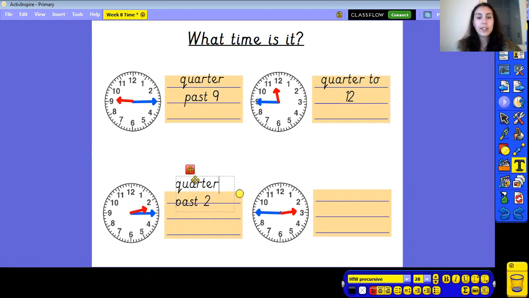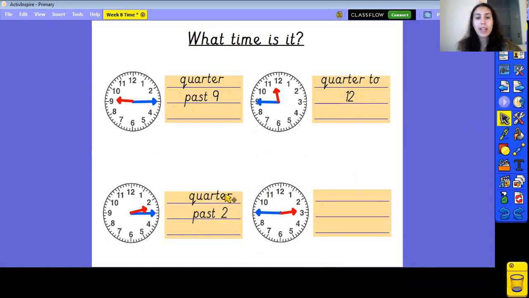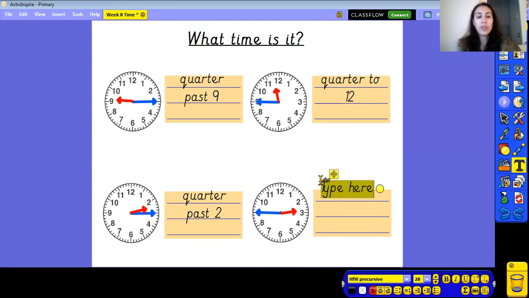And the next one, we can see that the minute hand is pointing directly to the left over the 9. And we can see that it is only a quarter of the clock away from that next o'clock. So it's on the minutes to side. So we say it's a quarter to. And which hour is it going to? Well, we can see that it's on its way to 3. So we can say quarter to 3. Well done if you got those right.